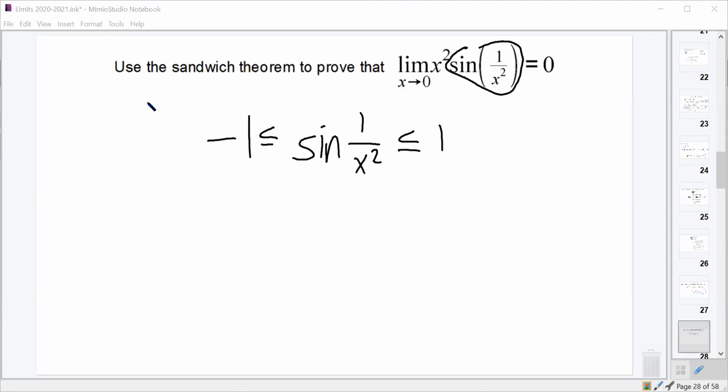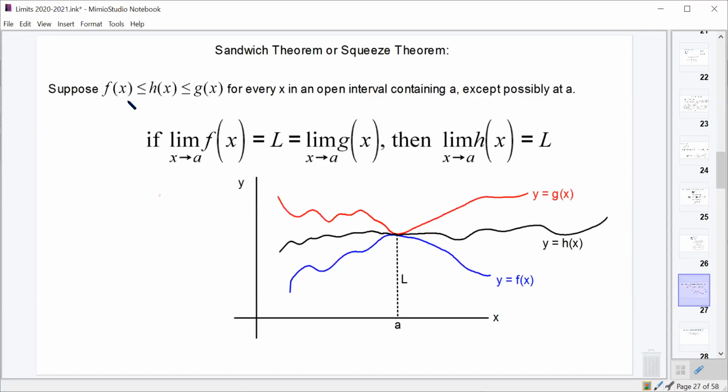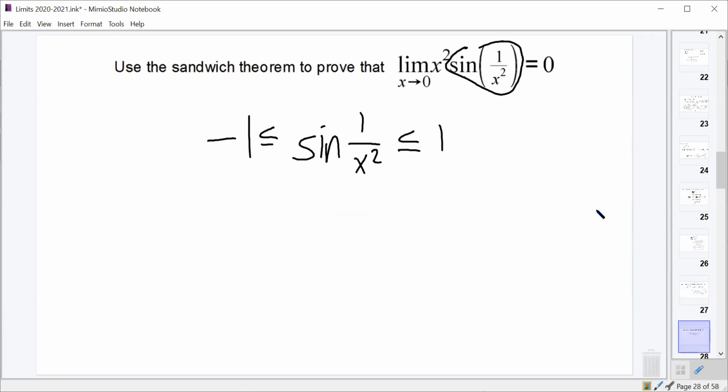So this is starting to look a little bit like this sandwich theorem, right? I have to have a function less than or equal to another function less than or equal to another function. But I want to have the full x squared sine of 1 over x squared in the middle, and I don't. So how can I solve that problem?